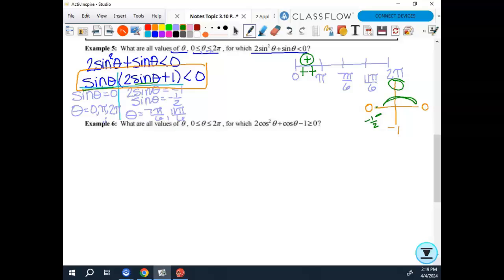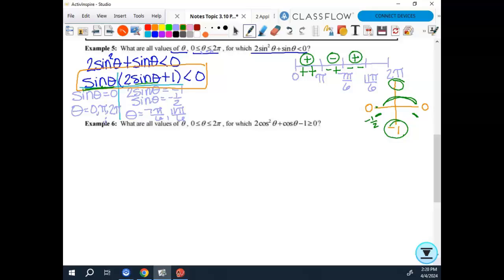So if I pick -1/3, and that is the sine value, it's not the angle, that makes it negative, obviously, right? So then -1/3 times 2 is -2/3. -2/3 plus 1, is that positive or negative? Positive. I don't even care what the number is, it's just positive. So that means this is negative overall. Then I'm going to choose something between 7 pi 6 and 11 pi 6. Well, let's choose this. My sine value is -1. So for this first one, this is negative. If I substitute a -1 in here, -1 times 2 is -2, plus 1 is negative. Makes that positive overall.